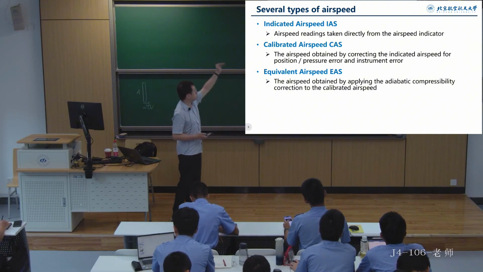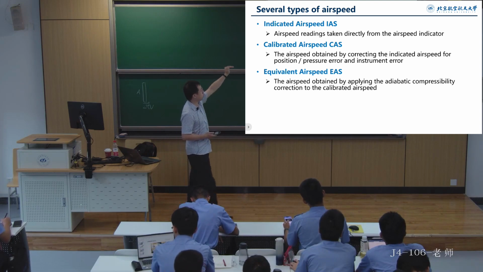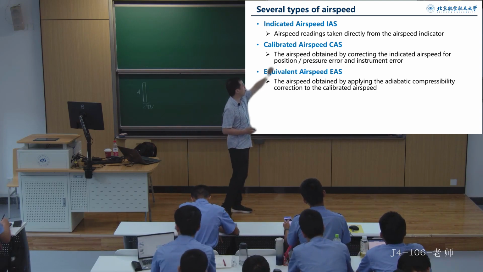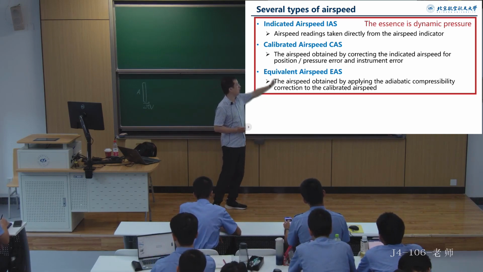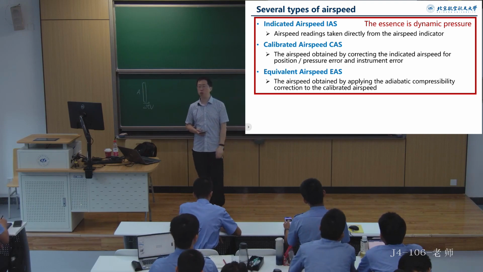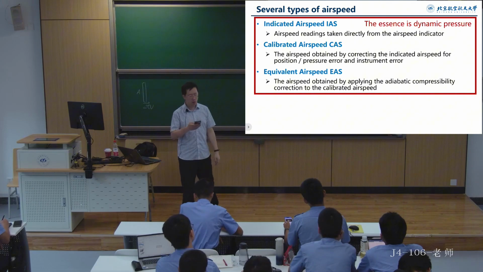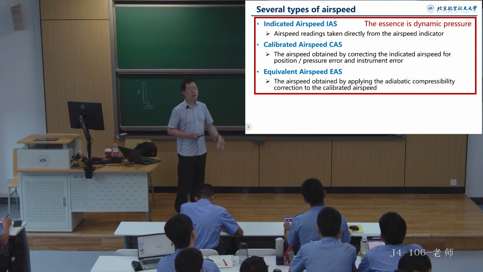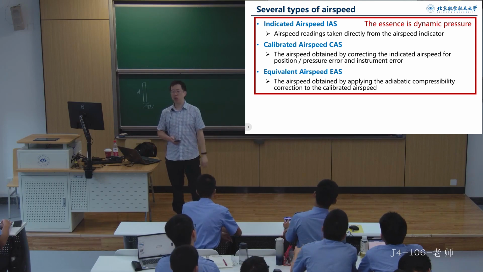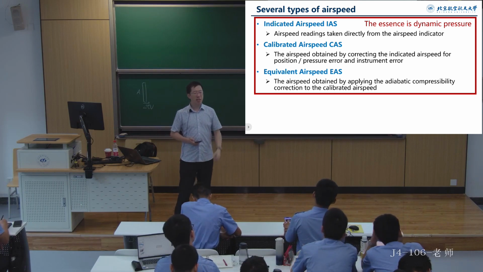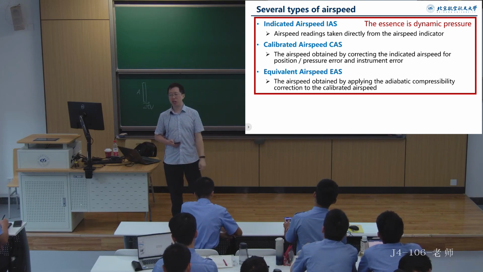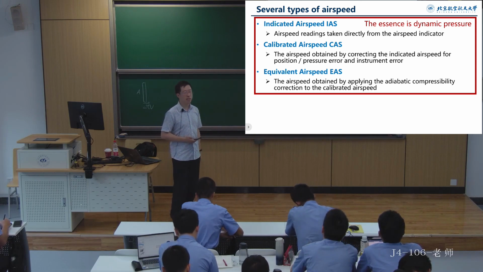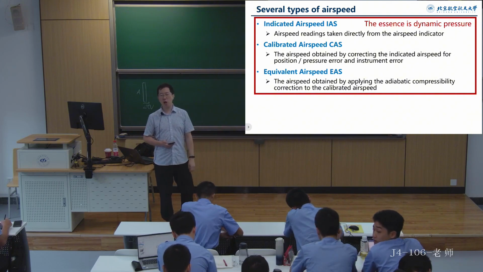So, this is the process of step-by-step correction from indicated airspeed. Starting from the indicated airspeed, we correct for position and pressure errors to obtain the calibrated airspeed. Based on the calibrated airspeed, we then correct for compressibility effects, ultimately obtaining the equivalent airspeed. There is a very important commonality among these three types of airspeed. They essentially all reflect dynamic pressure. Why is that? Because when calculating this speed, it actually uses a constant density, which is the sea level density, of 1.225 kilograms per cubic meter under ideal atmospheric and standard atmospheric conditions.